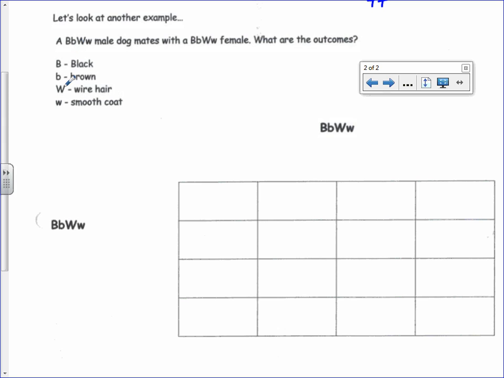Capital W, dominant, is going to be wiry hair. That's the texture of the hair. And lowercase w is smooth hair. So this male dog is black with wiry hair. The female dog is also black with wiry hair. They're both heterozygous for both traits. Okay, so let's set this up again.